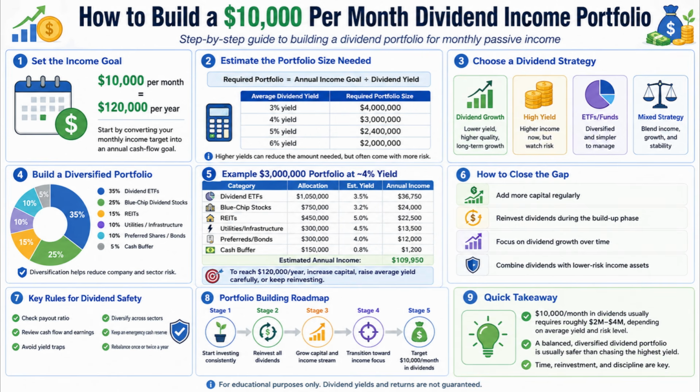Finally, the roadmap is simple but requires patience. Start investing consistently, reinvest all dividends, grow the capital and income stream, slowly move toward income-focused investing, and then target $10,000 per month in dividends.